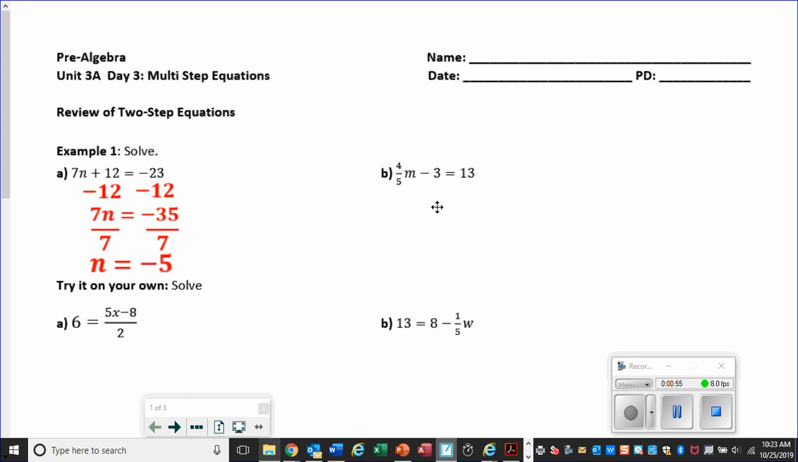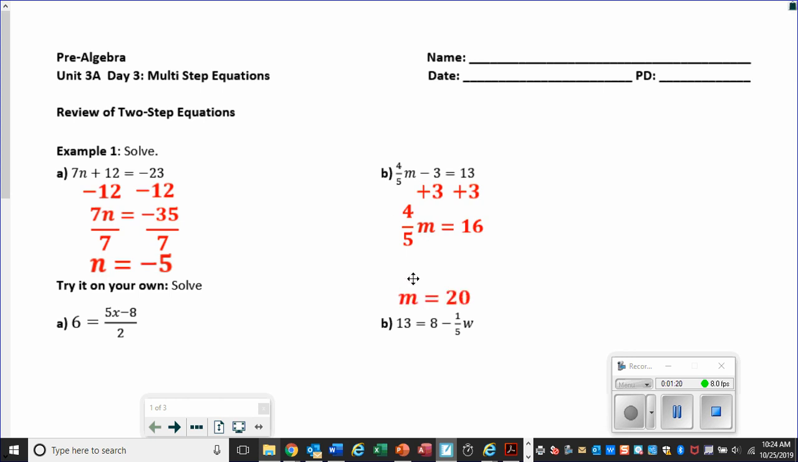Okay? Here, we still have to undo this minus 3, so we're going to add 3 to both sides. So we have 4/5 m equals 16. So now, to undo this fraction, we could divide by 4/5. So you could change 4/5 to a decimal and divide by that decimal. Or, another option is to do something else.